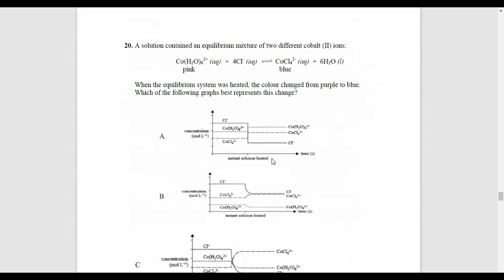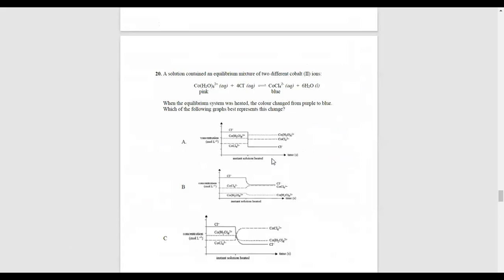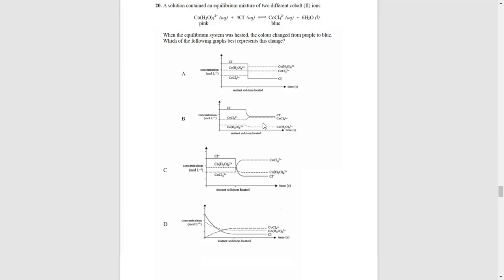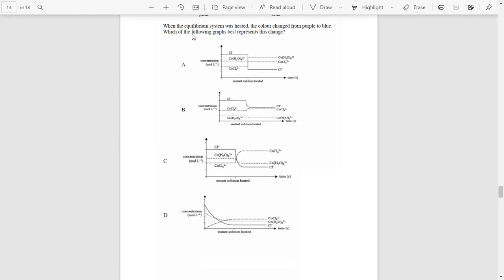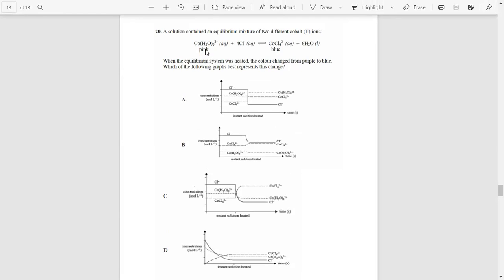Let's find some, okay, so taking a look at this question. You've got a solution containing an equilibrium mixture of two different cobalt ions. So you've got Co(H2O)6 2+, which is pink, plus 4Cl- aqueous to give you CoCl4 2-, which is blue, and 6 H2O.